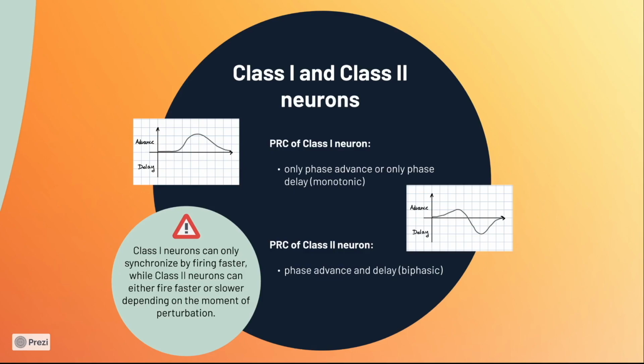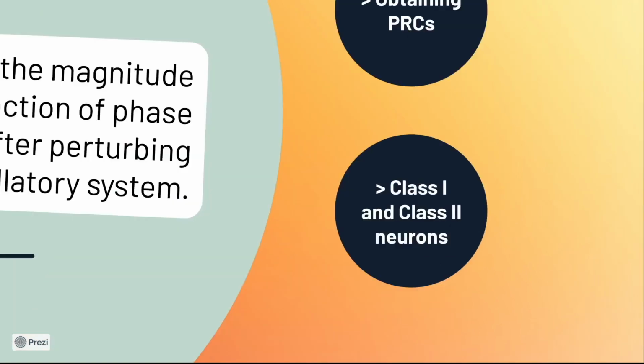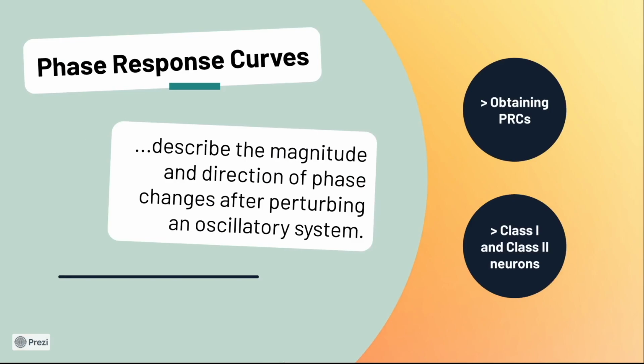Because of this biphasic behavior, these neurons have an advantage in terms of synchronization compared to class 1 neurons. Whereas class 1 neurons can only synchronize by becoming faster, class 2 neurons can either fire faster or slower and thus can reach synchrony more easily than class 1 neurons.